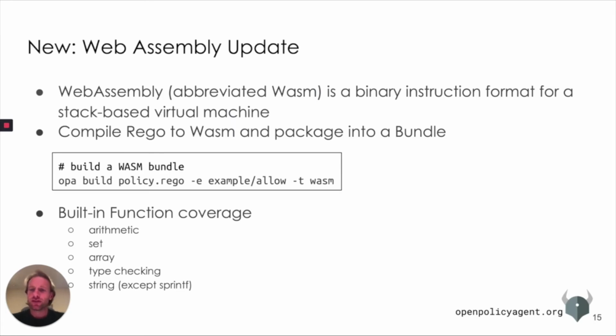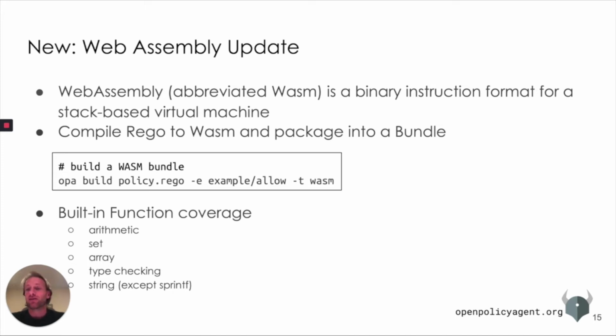So the first new feature that we have available here is an update to WebAssembly. Remember that WebAssembly is this compilation approach that OPA supports that will take OPA policies and compile them down into WebAssembly instructions. WebAssembly is just a binary instruction format for a virtual machine. One of the benefits here is that you can take policies now, compile them down into WebAssembly, and then evaluate those policies in any programming language that has a WebAssembly runtime available.